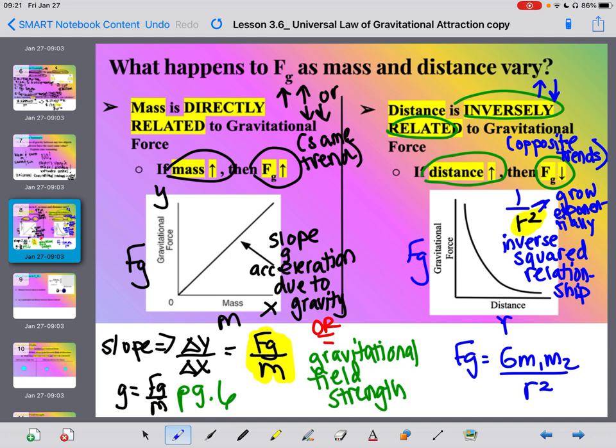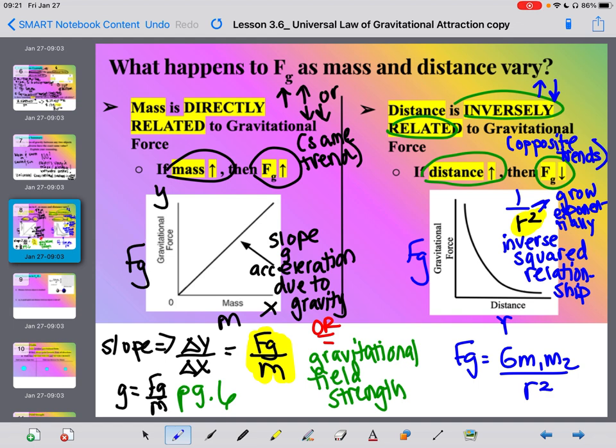We know that because it's squared. I go from 1 squared to 2 squared to 3 squared to 4 squared. Not only is it just increasing by 1, it's getting that value squared. So it is going to increase a lot more than if it was just the number itself, if it was just a regular inverse relationship. But now it's an inverse squared, so it's going to grow even faster.